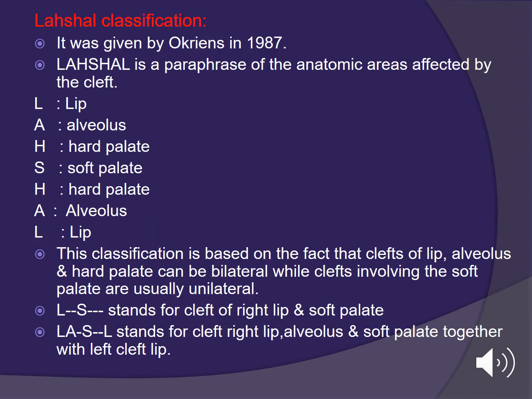The next one is the LAHAL classification. This is a simple classification presented by O'Riordan in 1987. LAHAL is a paraphrase of the anatomy areas affected by the cleft. L is for lip, A is for alveolus, H for hard palate, and S for soft palate, and then it repeats for HAL. This classification is based on the fact that clefts of the lip, alveolus, and hard palate can be bilateral, while clefts involving the soft palate are usually unilateral.